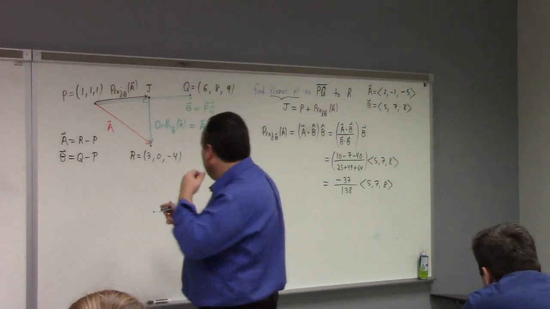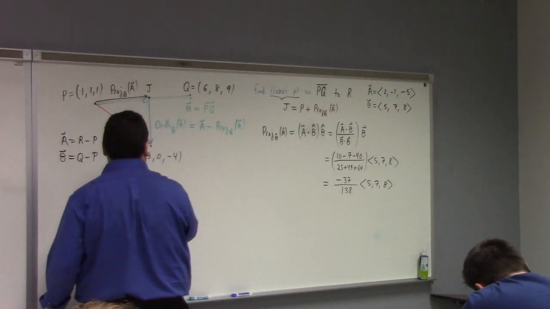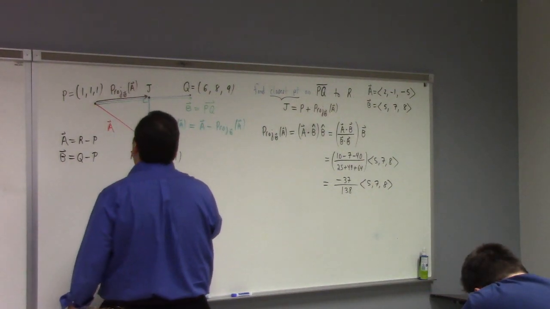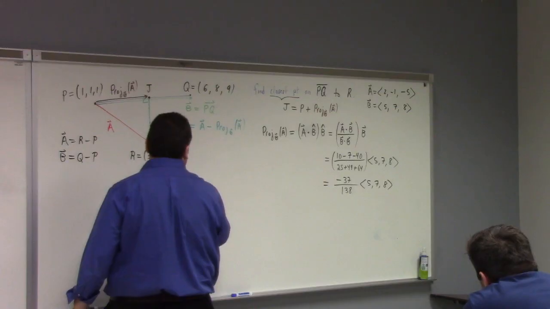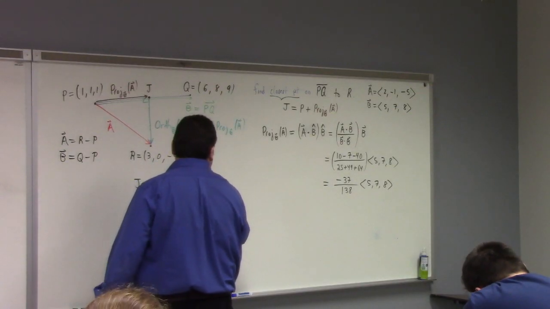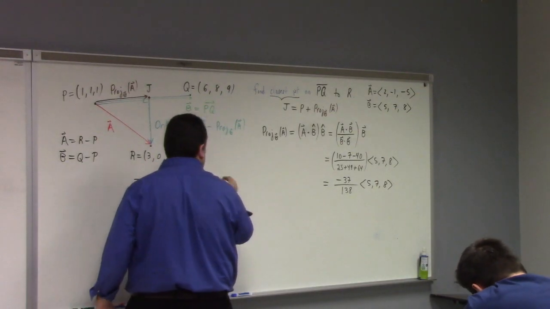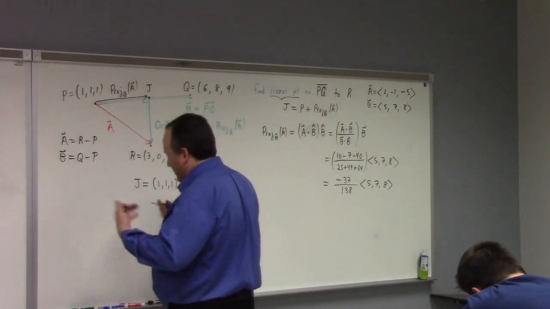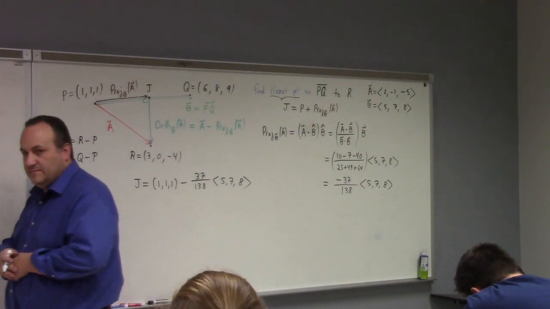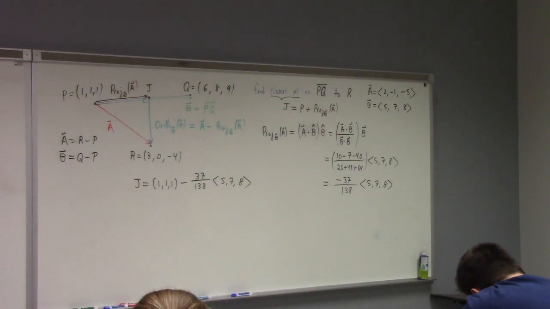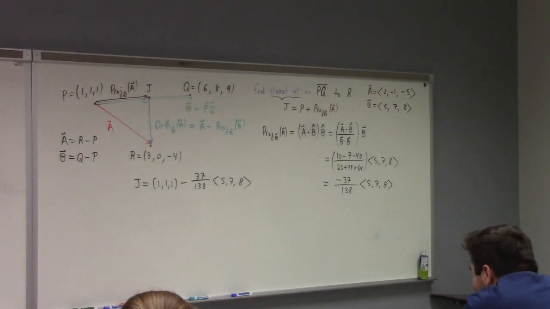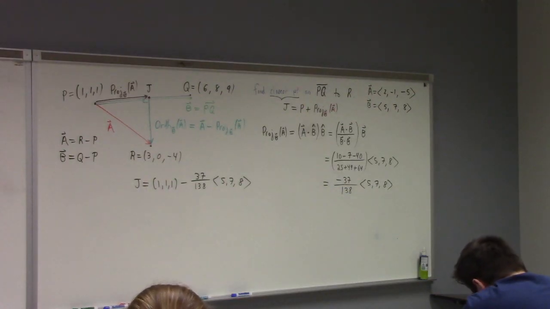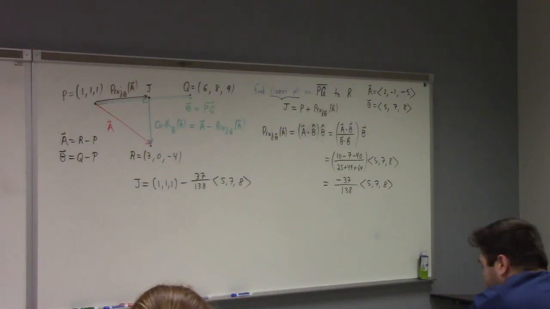Okay, so the closest point then, J, apparently, is going to be 1, 1, 1 minus 37 over 138 times 5, 7, 8, all right? And we just have to do the math to combine those, right? So I would suggest getting a calculator and adding fractions. Let me not burn class time on that since you guys know how to do that. That would give you the closest point.